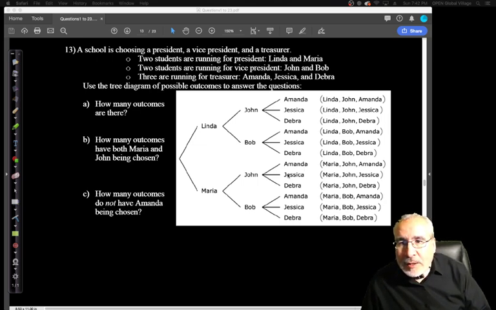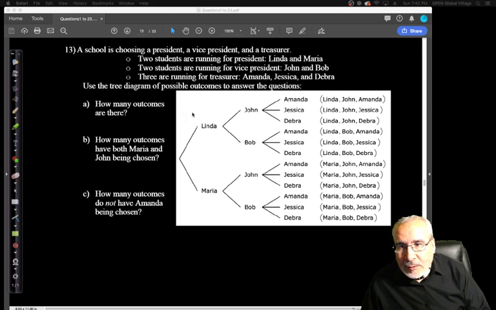So how many outcomes? The outcomes are over here, the president, vice president, treasurer listing. Each one of these is just a little different than the one before it. One of the names is different. So all we have to do is count how many outcomes. Now we're not counting probabilities. We're just counting number of outcomes. So it's 1, 2, 3, 4, 5, 6, 7, 8, 9, 10, 11, 12.